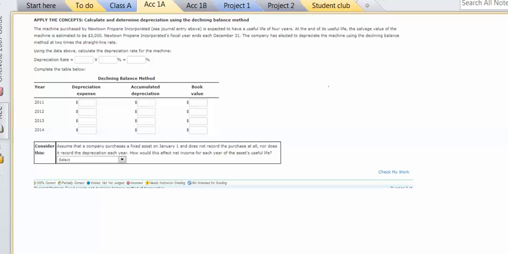I've been asked to illustrate the last part of the assignment, number 3, for chapter 9. Apply the concept.